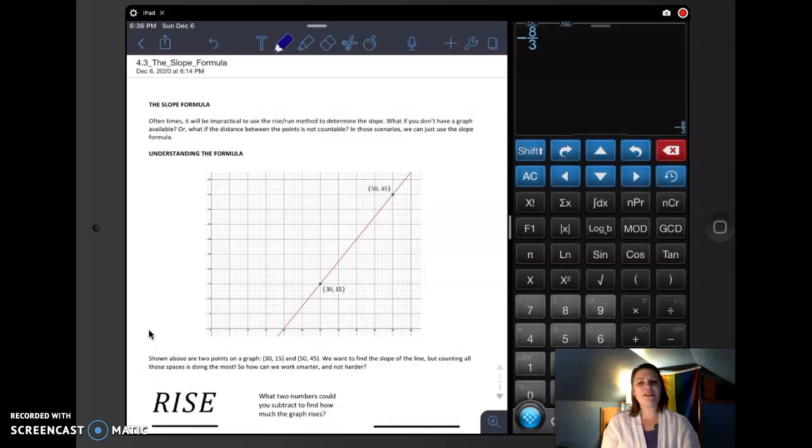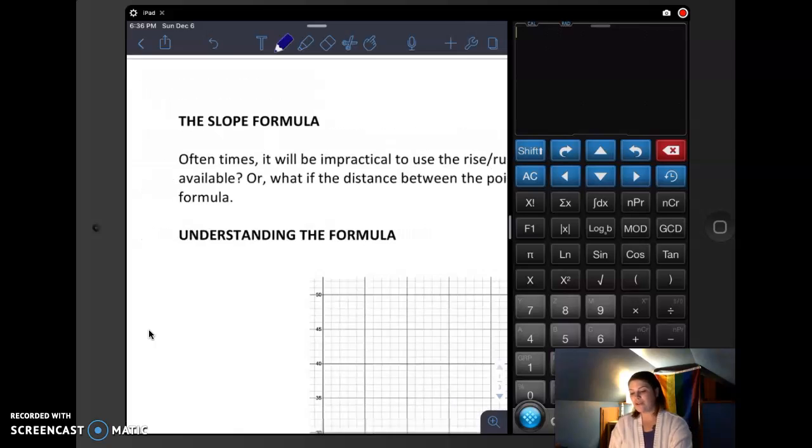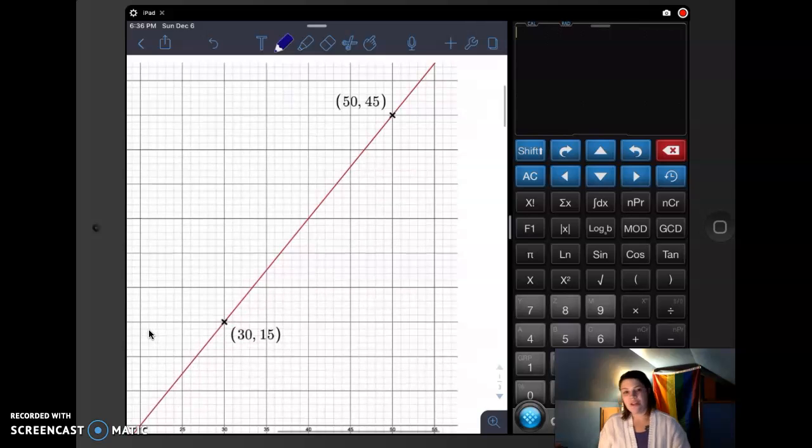So let's explain what is the slope formula and why is it helpful. The slope formula is helpful because sometimes you're not going to be able to use rise over run. You're not going to be able to make a slope triangle. So for example, let's take a look at this picture we have here. The picture shows that the triangle is very, very large.